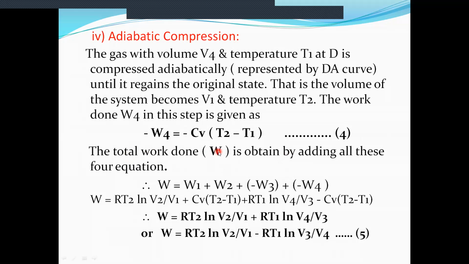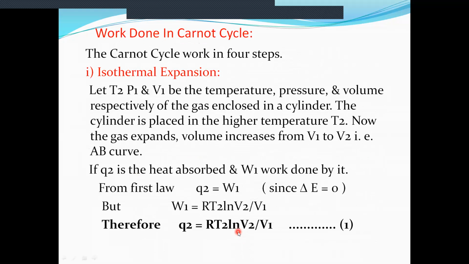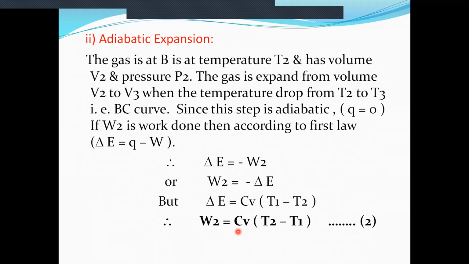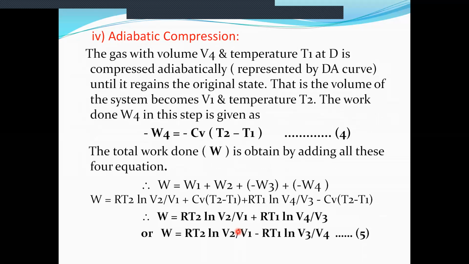Now the total work done W in the Carnot cycle is obtained by adding all these 4 equations. The first equation is the work done in isothermal expansion, W1. Second, W2, the work done in adiabatic expansion, equation number 2. Then isothermal compression, equation number 3. And lastly the work done in adiabatic compression, W4.